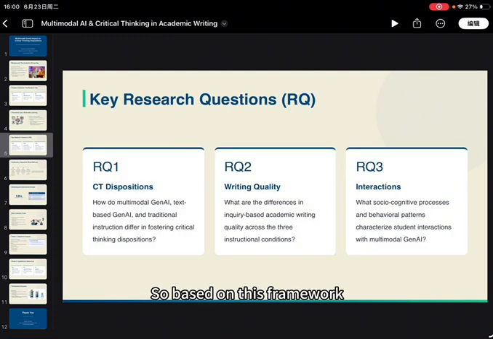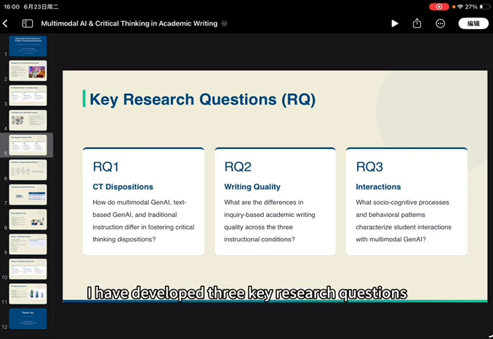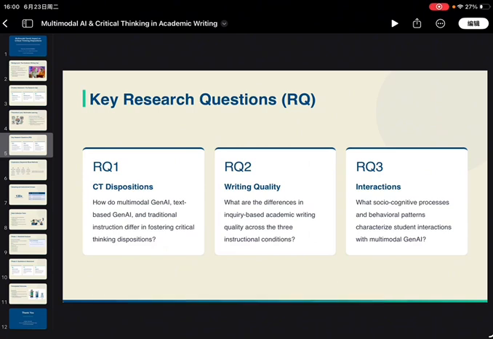So based on this framework, I have developed three key research questions. Research question 1 asks, how do multimodal Gen AI, text-based AI, and traditional instruction differ in helping students develop critical thinking dispositions?